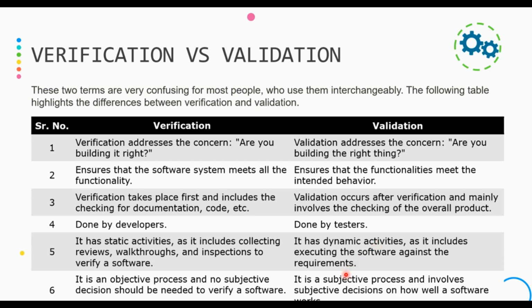So here we will get the clear picture of the software or the product. That's why it's called a dynamic activity. Several testing will happen over here. Then it is an objective process, and a non-subjective decision should be needed to verify a software. Okay, so a decision should be needed.